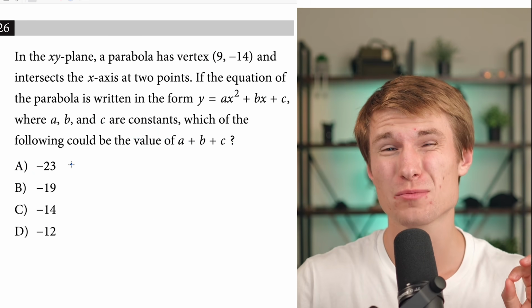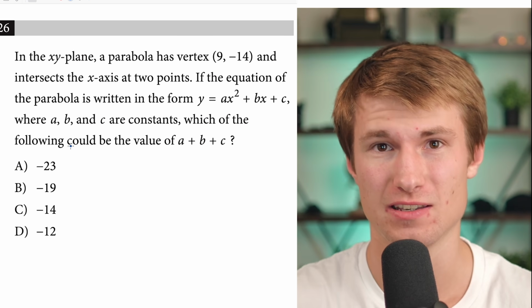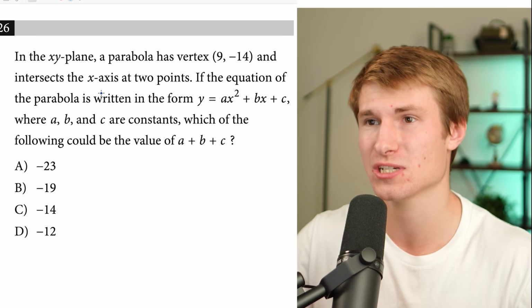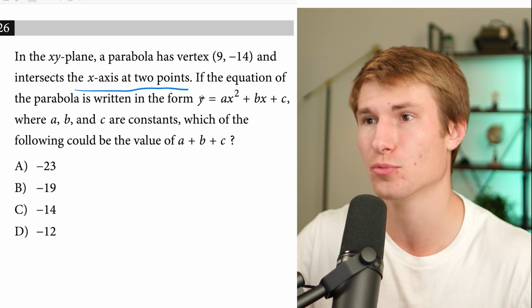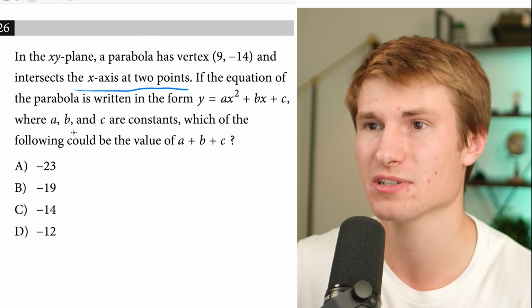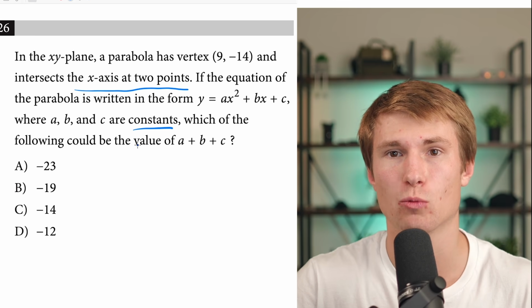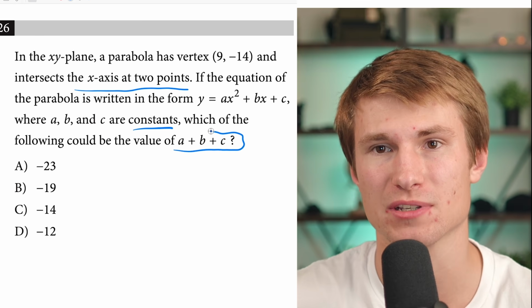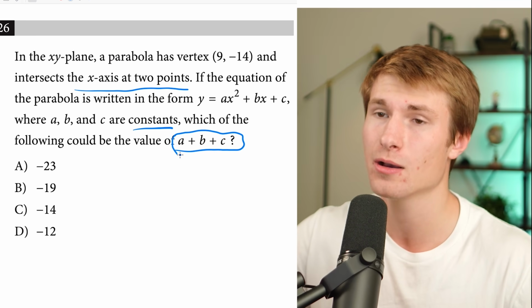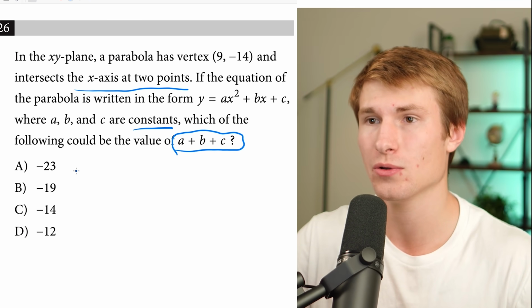Here's how to solve one of the most difficult questions on the SAT. Question 26 states in the XY plane, a parabola with vertex (9, -14) intersects the x-axis at 2 points. If the equation of the parabola is written in the form y equals ax squared plus bx plus c, where a, b, and c are constants, which of the following could be the value of a plus b plus c? Now keep in mind, we always want to pay attention to what we're asked to answer with. In this case, that is the value of a plus b plus c. So we need to know the value of all three values.